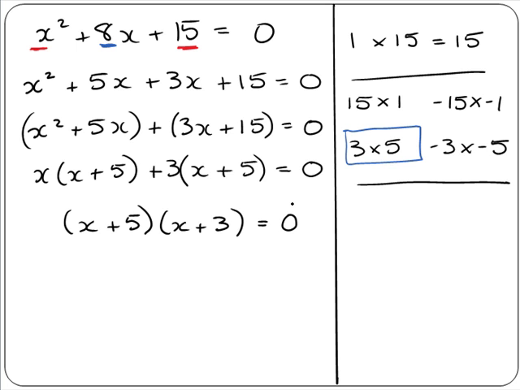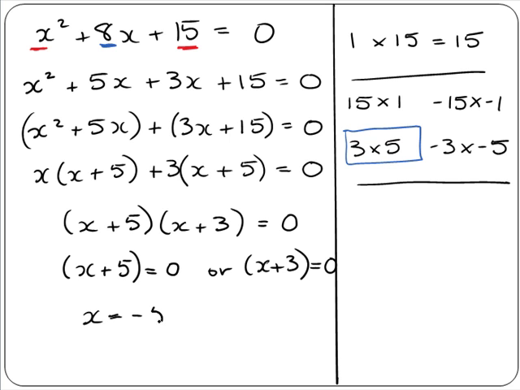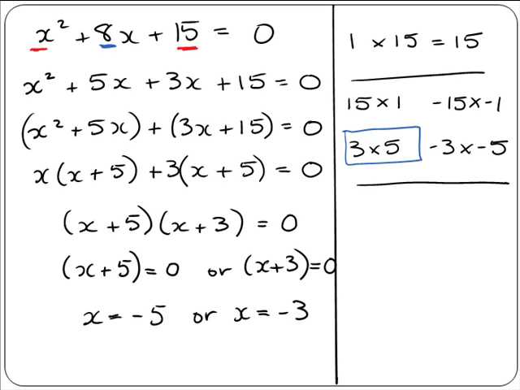Now we know that the product of two values is 0 only if at least one of the values is 0. So this is going to give us x plus 5 equals 0 or x plus 3 equals 0. Then we can solve these, so we get x equals minus 5 or x equals minus 3. So now we know where our graph cuts the x-axis.